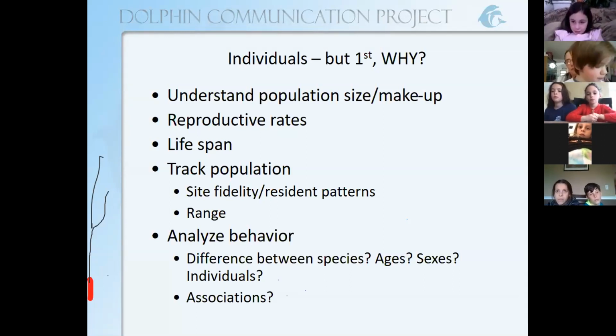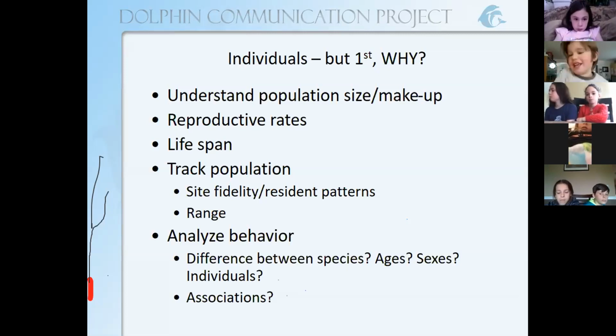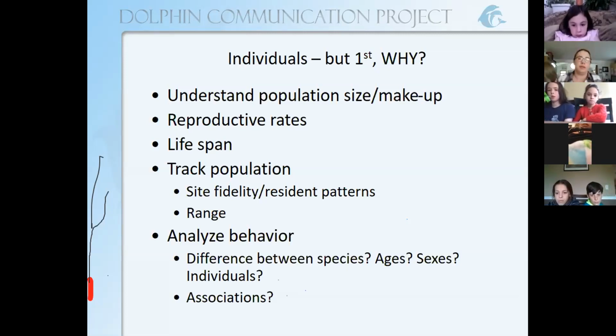And then their behavior. If we can recognize individuals, then we can ask all sorts of questions about their behavior. Are there differences between the species? Do ages act differently? Do you think young dolphins play more than old dolphins?